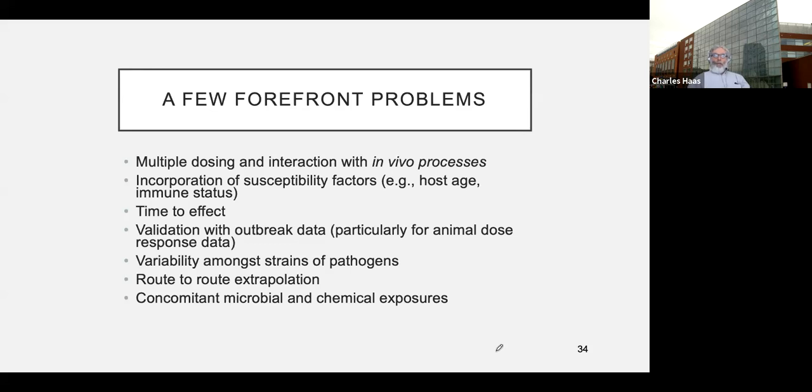How do we validate, particularly when we use animal dose response data against human data? Pathogens may be variable. How to account for those? How do we account for data that may be obtained via one route exposure to exposure via another route? And how do we deal with situations where there may be both adverse microbial exposures as well as adverse chemical exposures?